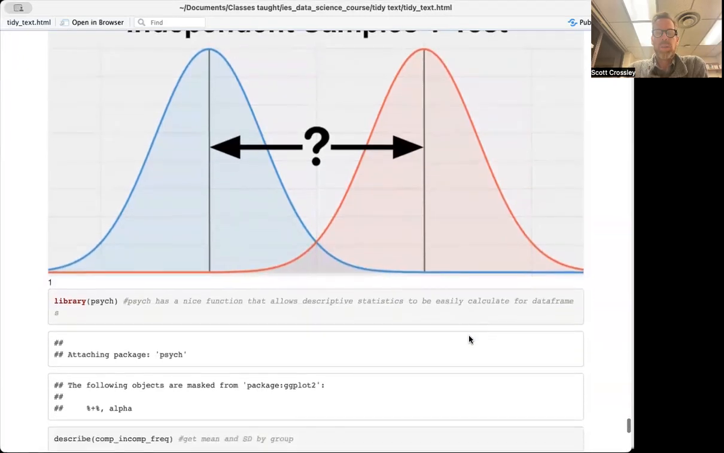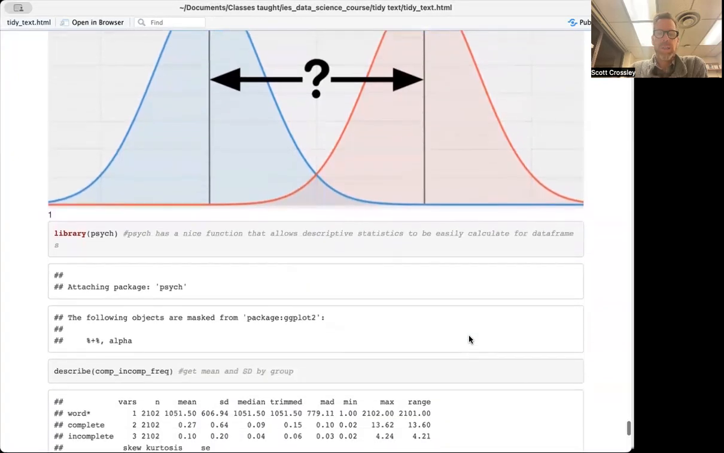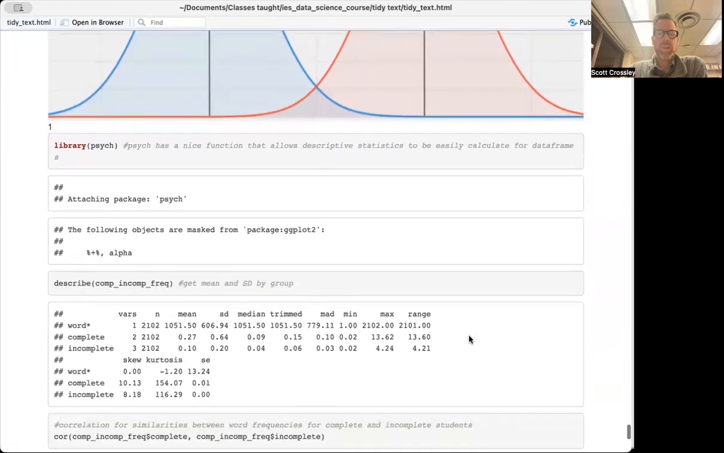We're going to use a library called psych. I use it a lot for doing principal component analysis, but it also has a nice function that allows really quick descriptive statistics to be easily calculated. So we're going to call in the library psych, and the function here is just called describe. And then we're going to describe this data frame.